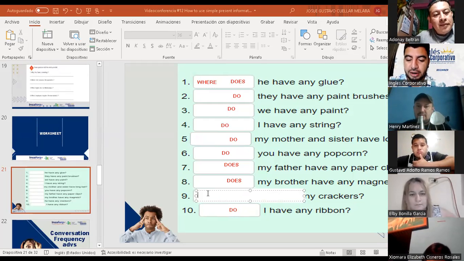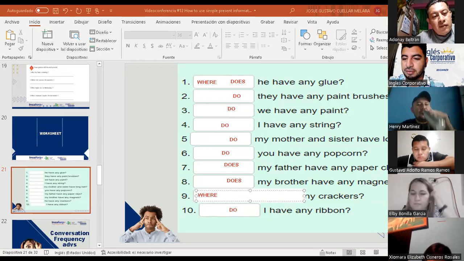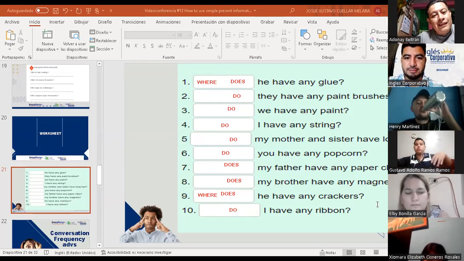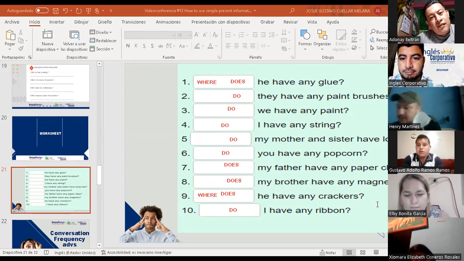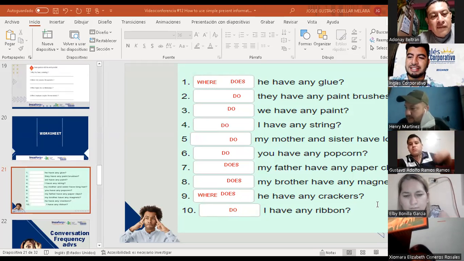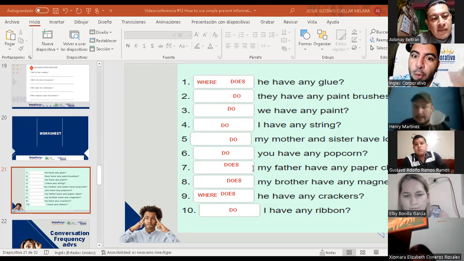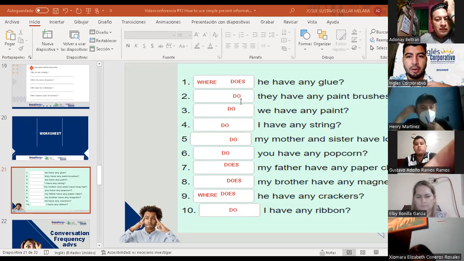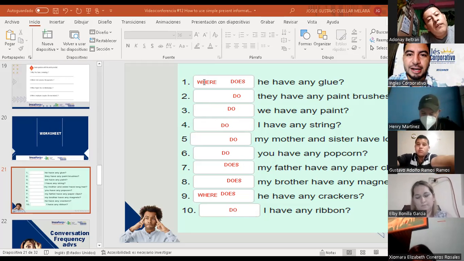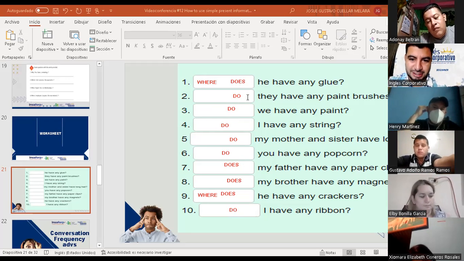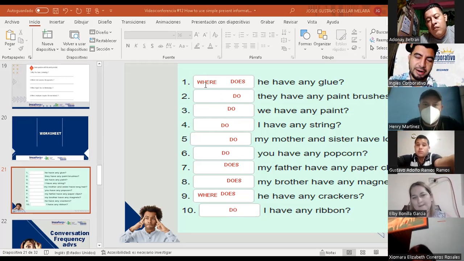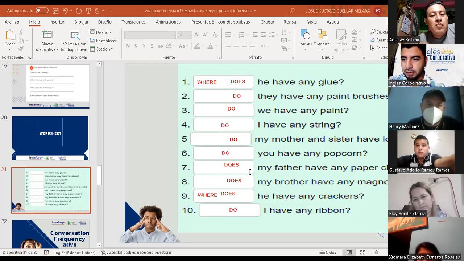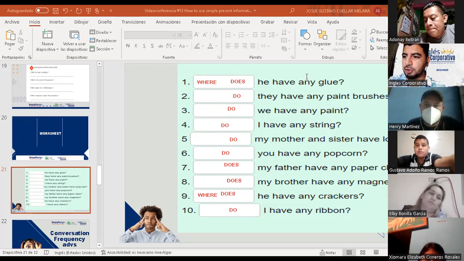Pero si le agregamos where, ¿cómo sería, Gustavo? Where does he have any crackers? ¿Cómo sería en español? ¿Dónde tiene galletas o algunas galletas? Ok. So, that's it. Y así podemos utilizar algunas what, where, when. No siempre, pero sí se pueden en este tipo de preguntas. Ahora, ¿cuál es mi punto? Que solo tenemos que agregarle what, where y todo eso. Y se parecen las preguntas. ¿Ya se dieron cuenta? Se parecen. Solo que algunas tienen where, which, how, pero otras solo comienzan con do juntas. Ok. So that's it. Continuemos.